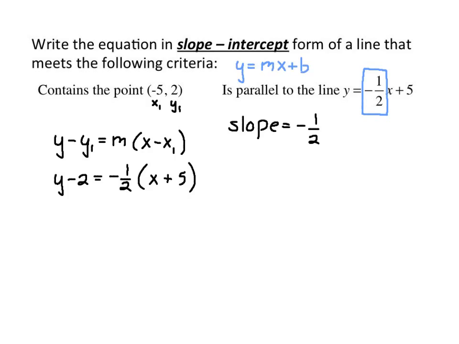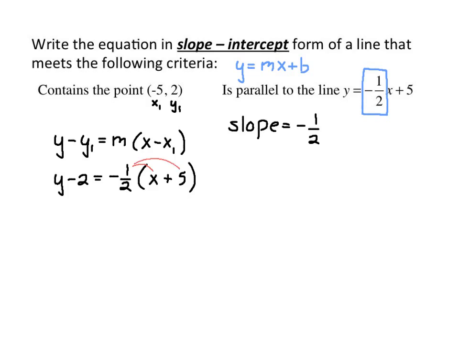In other words, if I'm going to put this into slope-intercept form, I need to solve this equation for y. And there's really only two things I need to do. The first thing I note that I need to do is distribute this negative 1/2 across the parentheses. So first I can go ahead and do this.